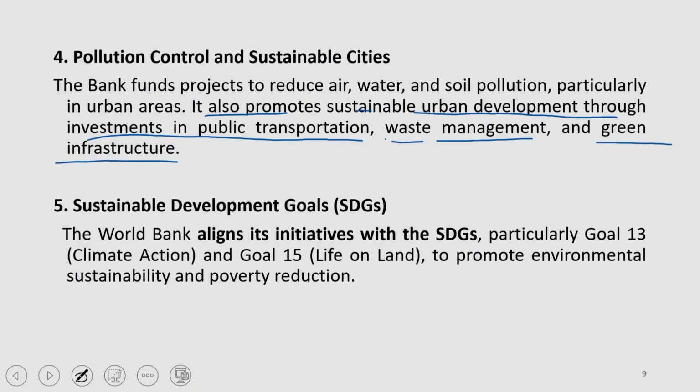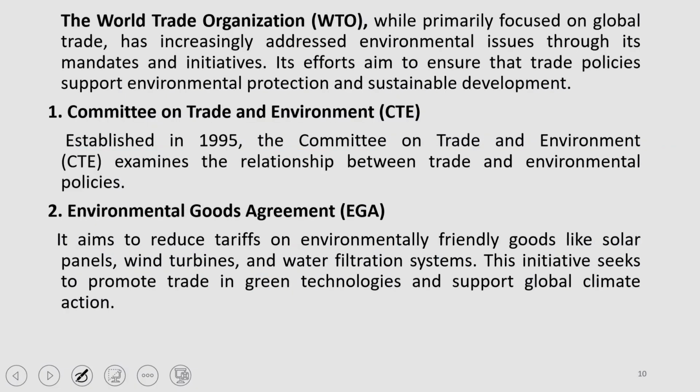And lastly, we can see that it also aligns with the Sustainable Development Goals, particularly Goal 13, which is concerned with climate action, and Goal 15, which basically focuses on life on land, just to promote environmental sustainability and poverty reduction. Now we will be coming to the next international trade organization, that is WTO.